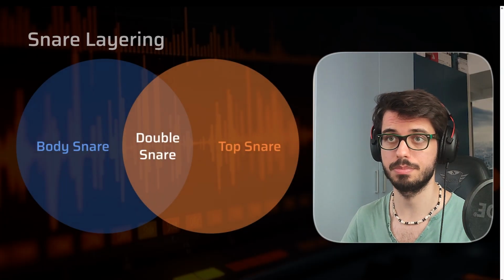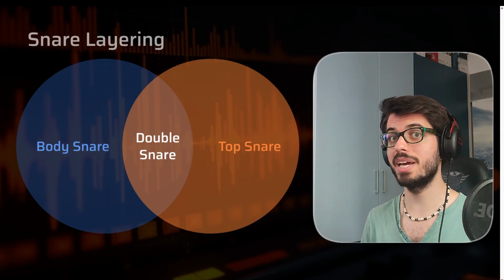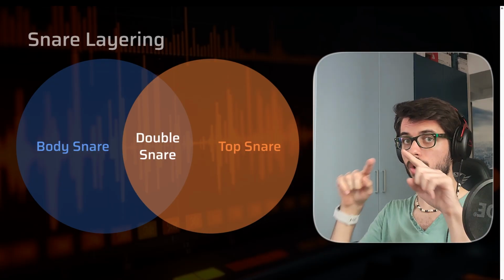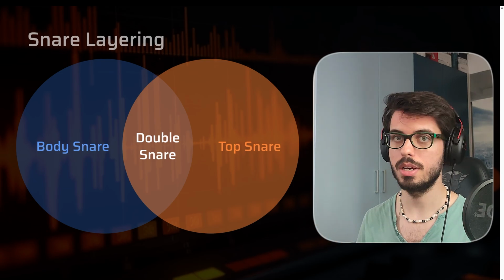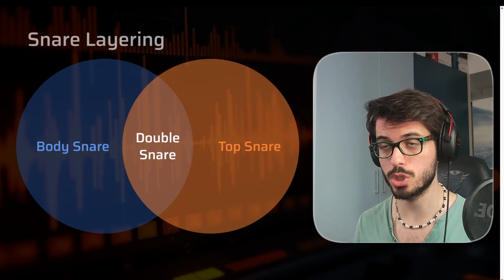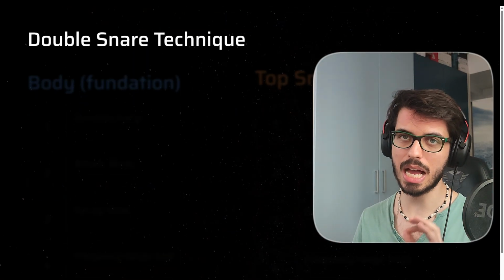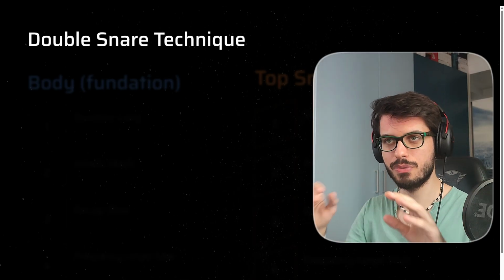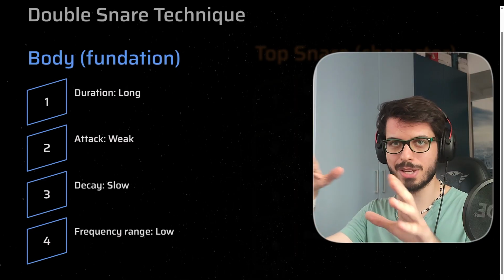How does it work? Basically, we have a body snare and a top snare, which are playing on top of each other. And all together, they make a new snare, which we call double snare. Now remember, the body snare is in blue and the top snare is in orange, because we are going to craft this, okay? How do we make a body snare? Now, this is the foundation of our double snare, okay? This is the majority of the sound.